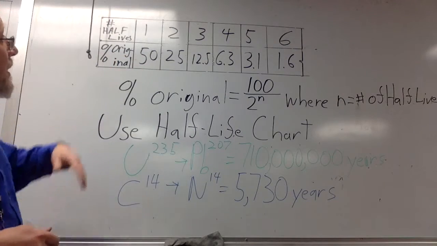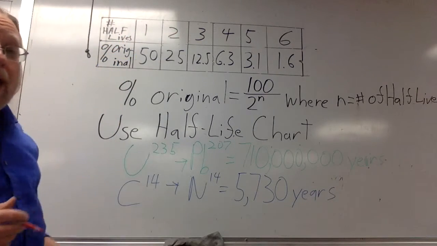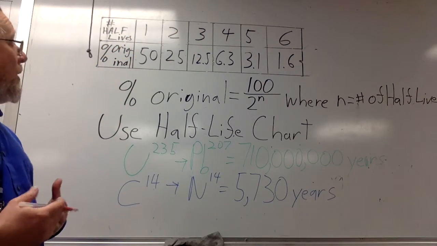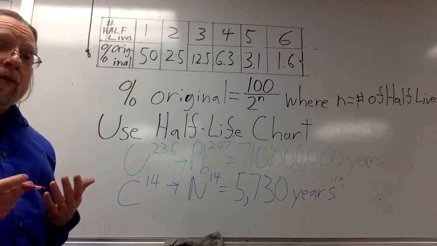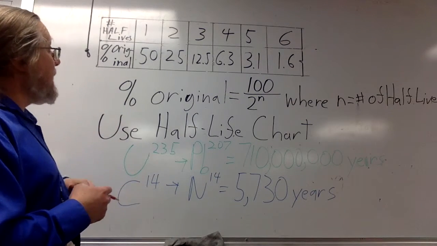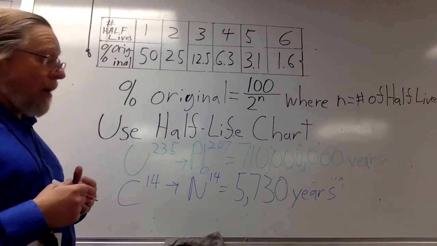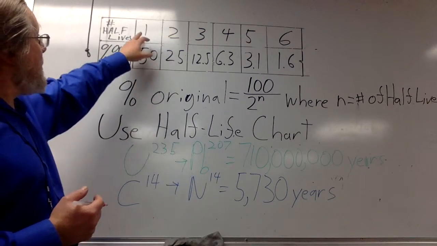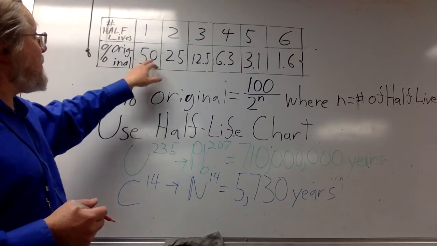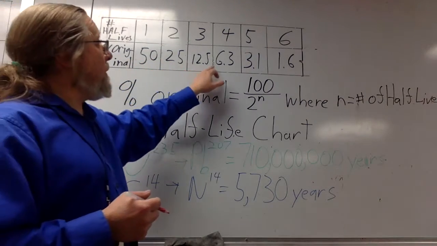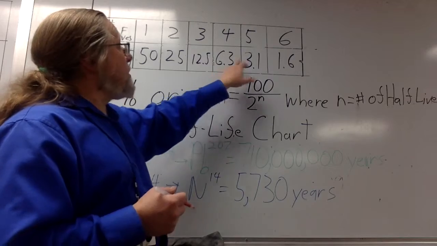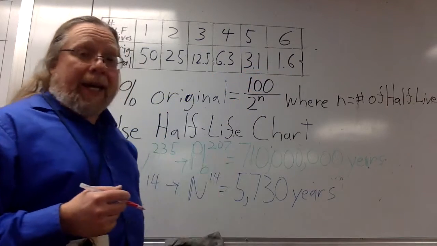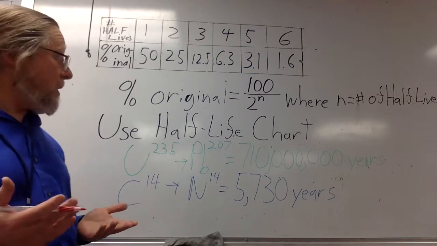Then below that, each time we go through a half-life, we end up with half of the original material being in that form and another half that has decayed to a new element. So the percent of original will go from 50 to 25, 12.5, rounding off to 10, 6.3, 3.1, and 1.6.